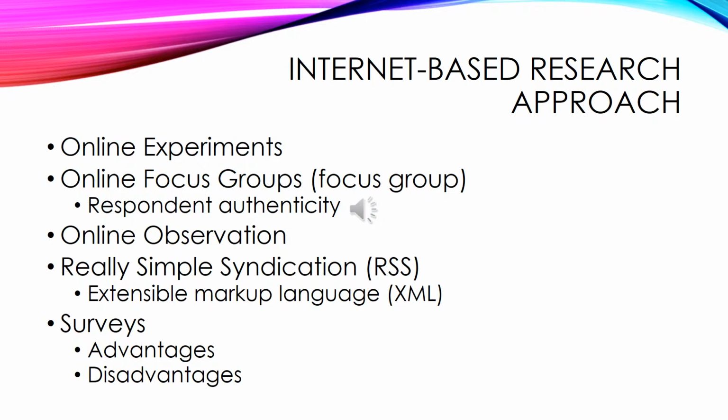Internet research may include the following online activities. Number 1, experiments. A research attempt to find cause and effect. Number 2, focus groups. Attempt to collect in-depth information from small members of participants. 2A, respondent authenticity. Ensuring the person the survey is intended for is the person completing the survey.